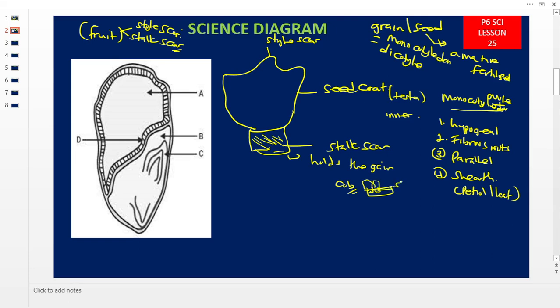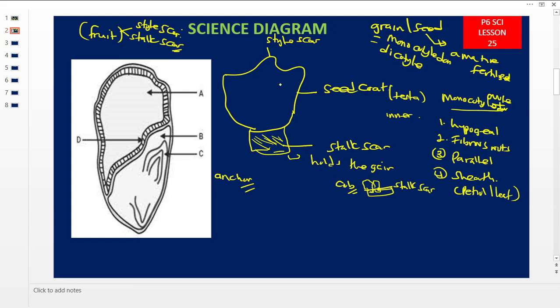Now this one is what we call the stalk scar. Its work is to hold the grain onto the maize cob, not comb but cob.